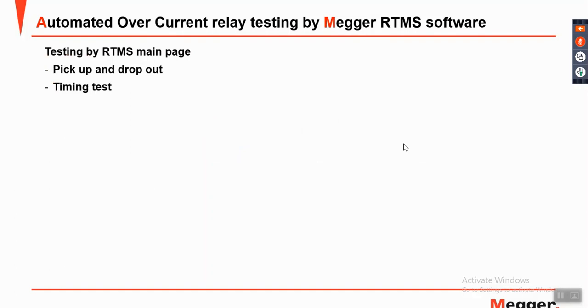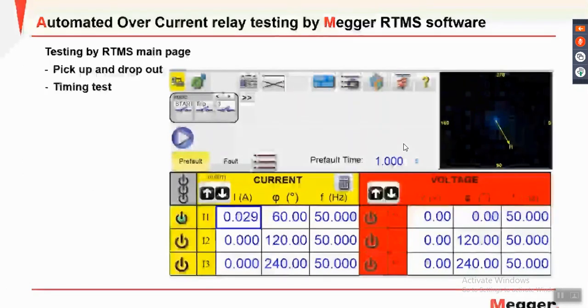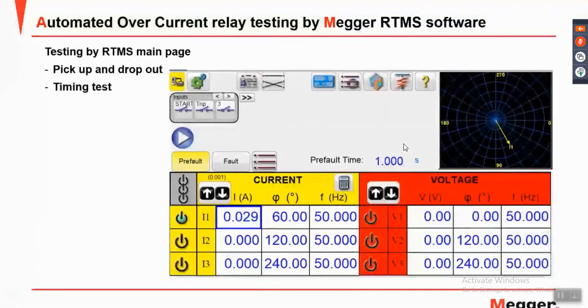So how many ways can we do the testing? We have actually a lot of different ways. I will talk about 3 different ways of doing the pickup and the timing. So the first one is from the main page. From the main page, which is the general page, we can do most of the tests here. Since it is already general, you can do whatever you need.